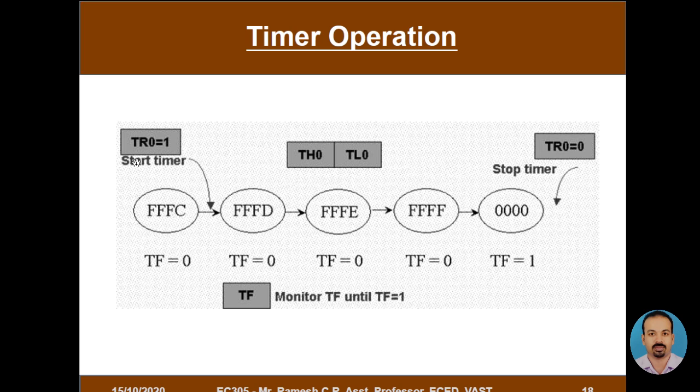Now, to enable the timer, I need to make the bit TR0 as 1. When I apply TR0 equal to 1, on the occurrence of the first clock signal, the count will be incremented to FFFD. On the next clock signal it will be incremented to FFFE, and on the next clock pulse it will be incremented to FFFF. And on the next clock pulse you can see it has rolled over to 0000.